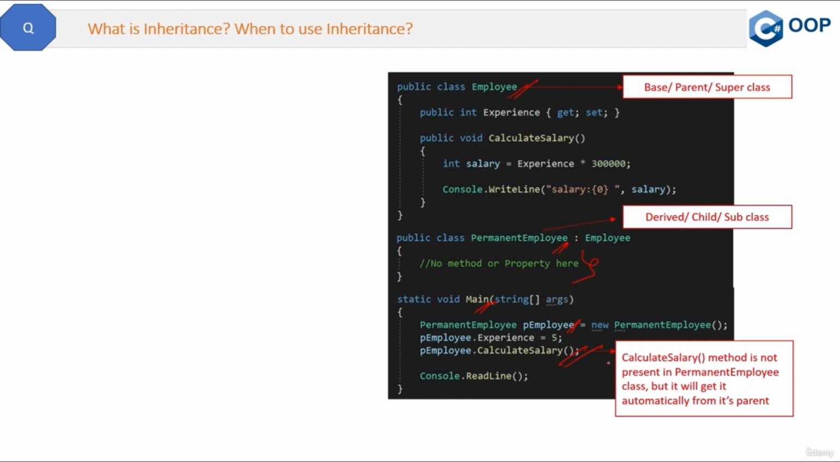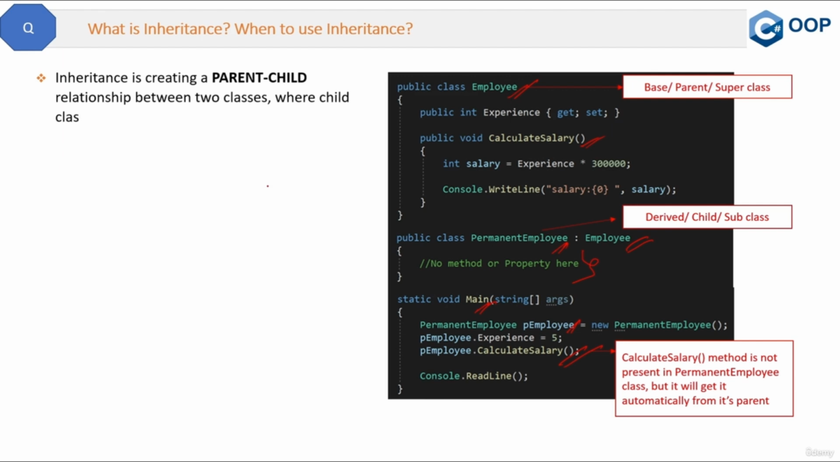So how is it possible? That is possible because of inheritance. Because calculate salary is there in the employee class and the employee class is the parent class of the permanent employee class, right? So that is inheritance. Even though permanent employee does not have any method, it will get the method from its parent employee class and use it. So the definition is: inheritance is creating a parent-child relationship between two classes, where the child class will automatically get the properties and methods of the parent.